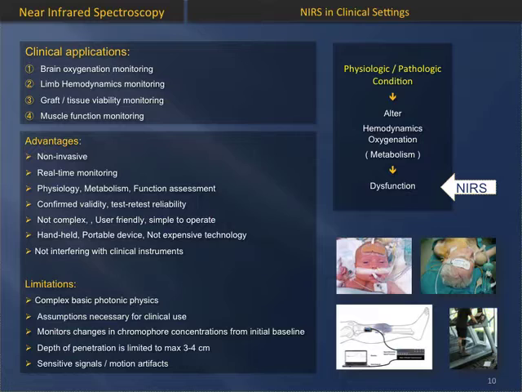And the depth of penetration of this method is limited to a maximum of 3 to 4 centimeters from the surface of the skin. So using this method, we can just look at superficial tissues, up to 3 centimeters effectively, and it's very sensitive to motion. So when we use this method, we have to use some kind of motion removal or artifact removal software.